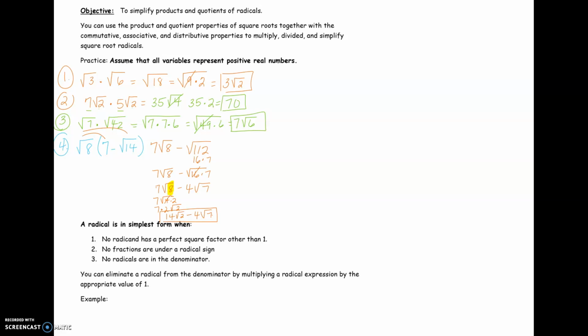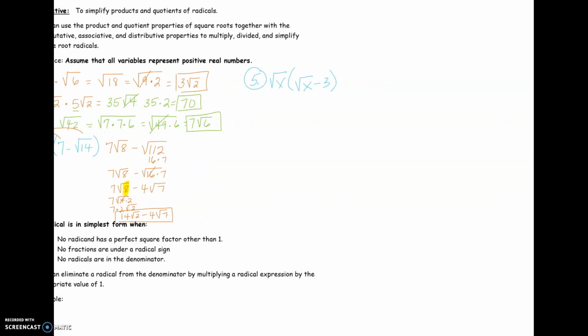All right, let's go to number 5. The square root of x times the difference of the square root of x minus 3. All right, distribute the square root of x times the square root of x. x times x equals x squared, minus 3 times the square root of x. We can't put those both under the radical because one has a radical and one does not.